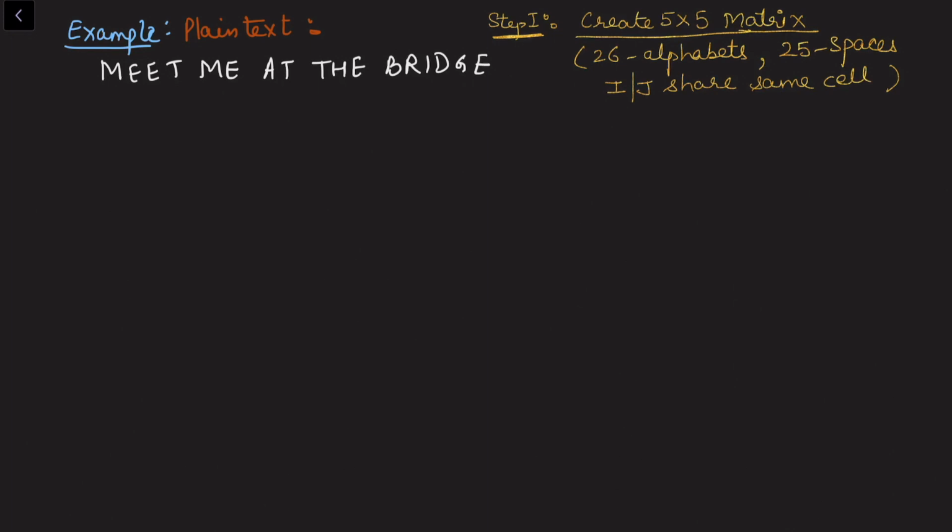Now in a 5x5 matrix, there will be 25 cells and there are 26 letters in the alphabet. That means two letters must share the same cell. So we always put I and J in the same cell, whether it is given in the plain text or in the key. Now let me also consider the key. The key is CHARLES. So now the key has to be converted into the 5x5 matrix.